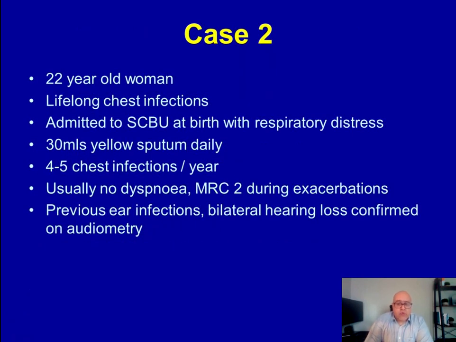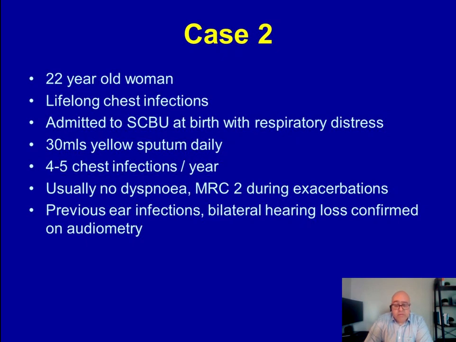Okay, the next case is a 22-year-old woman who has had a history of lifelong chest infections. So immediately that should be ringing alarm bells as to a genetic cause of bronchiectasis. She was admitted to the special care baby unit at birth with respiratory distress noted at that time. Now she's producing about 30 mils of yellowish sputum on a daily basis and has had 4 to 5 chest infections per year over the last few years.